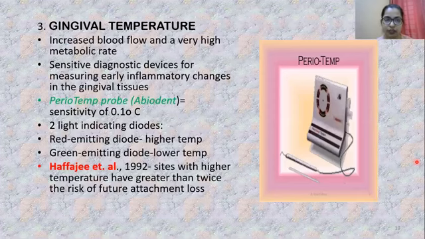Next, we have the Periotemp probe. It works on the gingival temperature around the tooth, and a study by Hafazi et al. in 1992 has shown the correlation between clinical attachment loss and the temperature around the tooth. They say that wherever there is a higher temperature, there are more chances of clinical attachment loss in the future. So this is a way of predicting how in future the periodontium is going to respond to a particular disease.